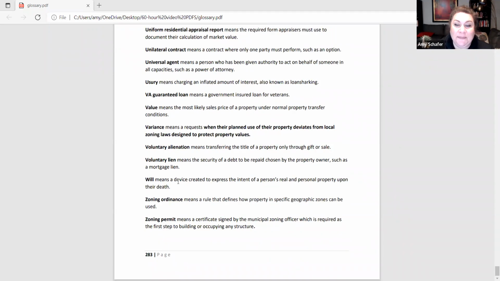Zoning ordinances. Again, this just refers back to things are zoned agriculture, industrial, residential, commercial. And then when you build, you got to get a zoning permit in order to build a structure.